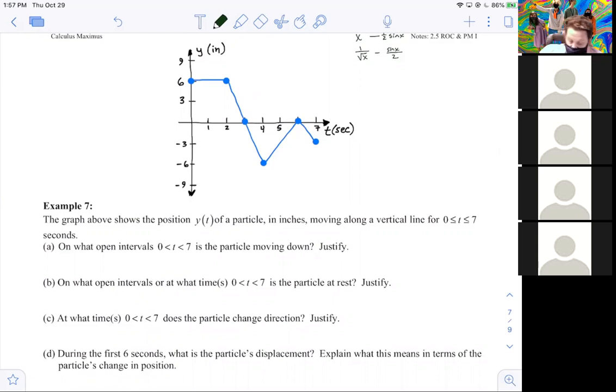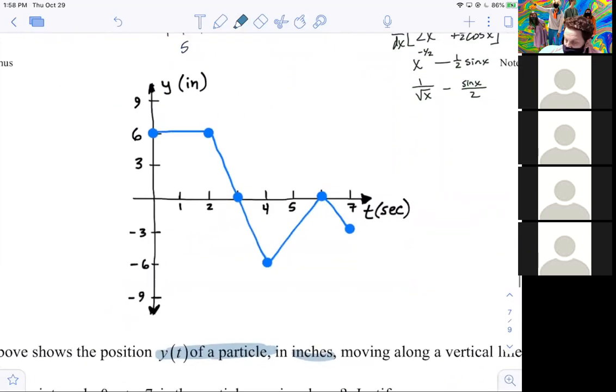So here it says the graph shows the position y of t of a particle in inches, moving along a vertical line from 0 to 7. Okay, so now, instead of moving on the x-axis, you can imagine something is going up and down on the y-axis. And this is the graph of its position in inches at any given time in seconds. So this is the position. So what would the slopes of this graph represent?